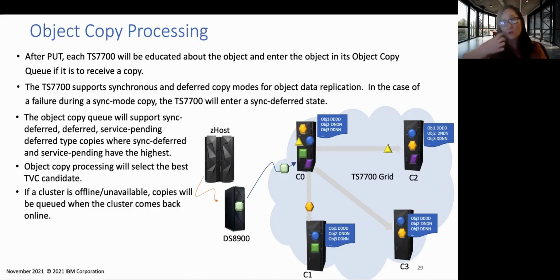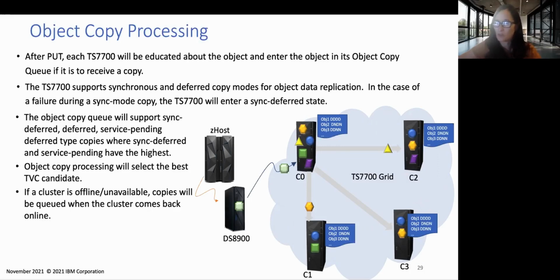And then, as I said before, if one of these clusters goes offline for maintenance or whatever, when it comes back online, it will immediately be aware of those objects. If it requires a copy, it will put it into its copy queue. If it was a synchronous copy that was supposed to be going to that cluster, the grid enters into a sync deferred mode.